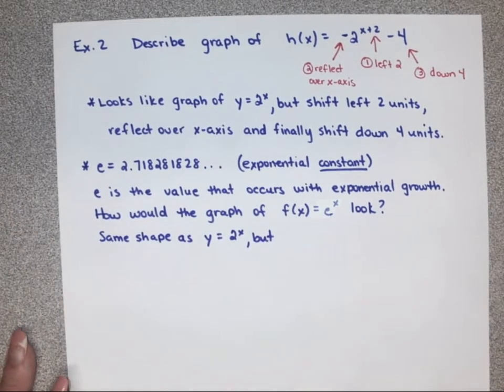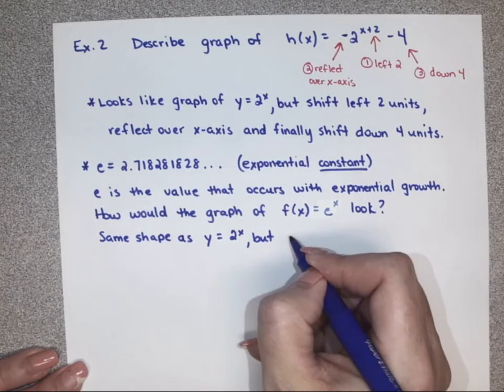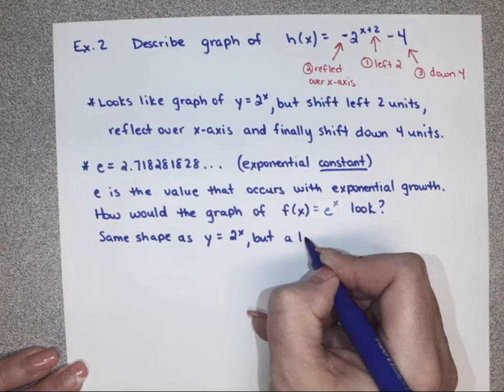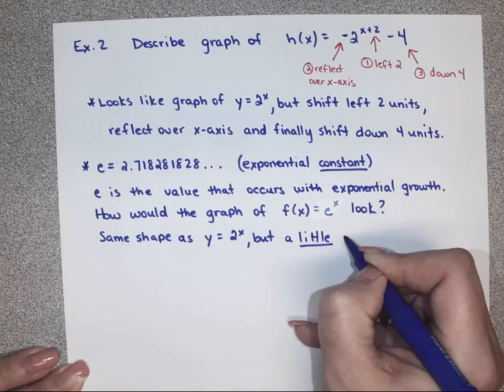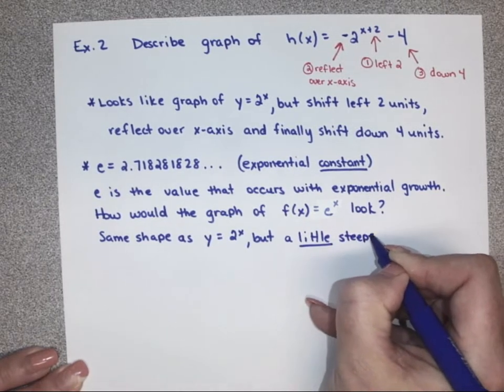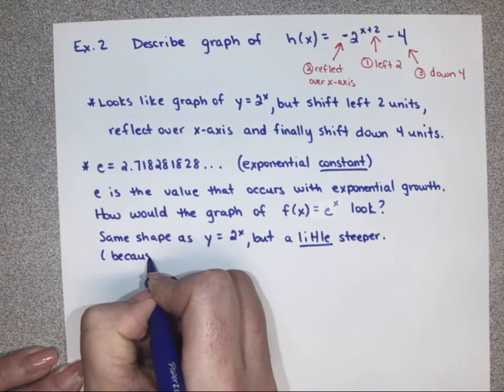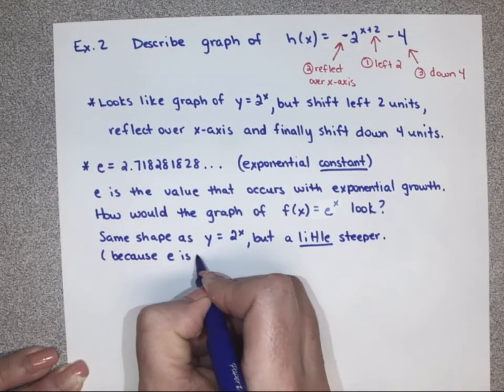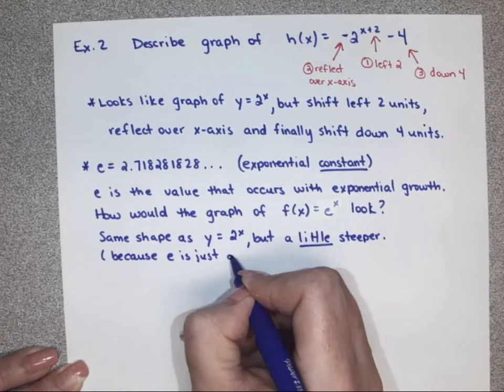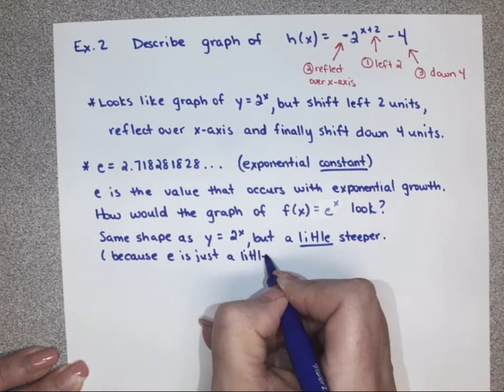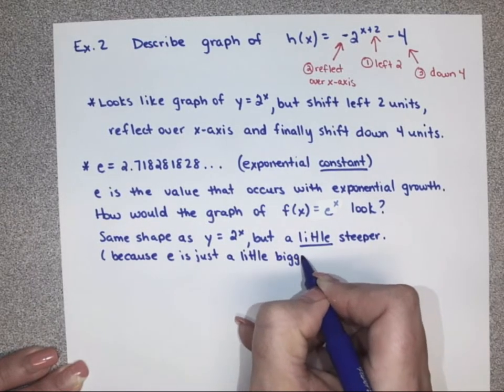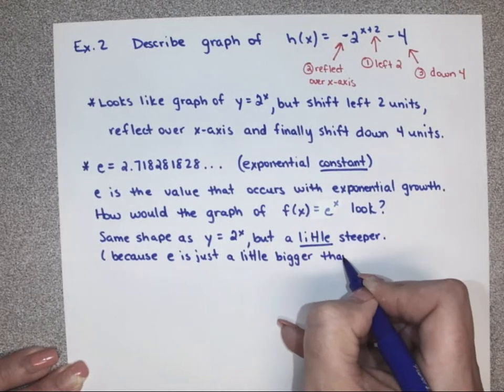If you go back and look at that graph, I wrote something under there. Remember I said the bigger the base, the what of the curve? What happens to the curve when you increase the base? It gets steeper, right? So I'm going to say a little steeper, and why is it only a little steeper? Yeah, it's just a little bit bigger than 2, right? So I'm going to say e is just a little bigger than 2. But the general shape for what that e graph would be is really, really close.